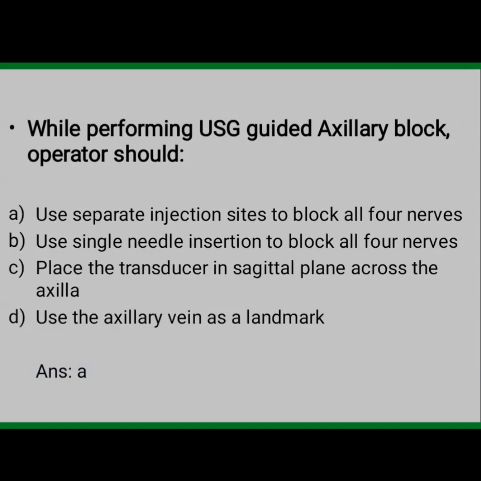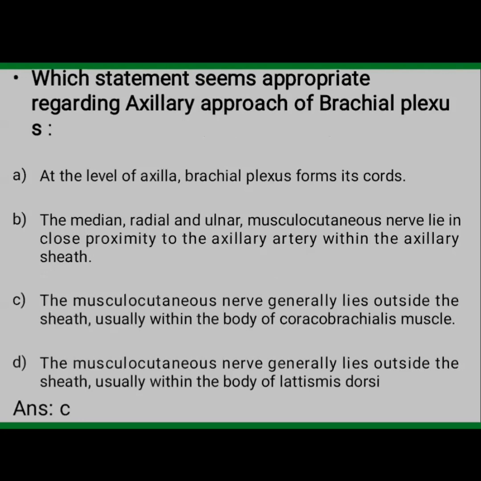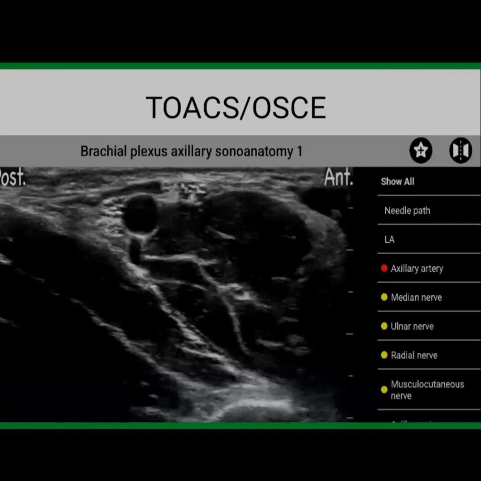Which statement seems appropriate regarding axillary approach of brachial plexus block? The musculocutaneous nerve generally lies outside the sheath. This is true. Usually within the body of coracobrachialis muscle. This is true. Now you can see this is again a revision of the figure that we have seen. It's the axillary artery that can be clearly seen, and then the surrounding structures, as we can see here.